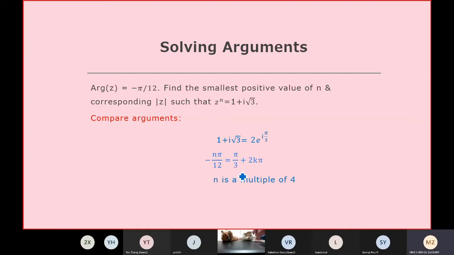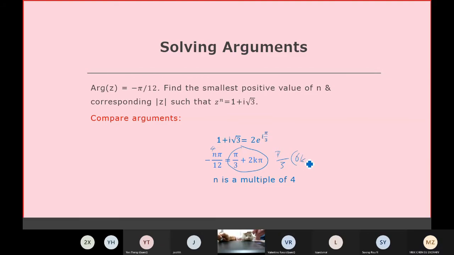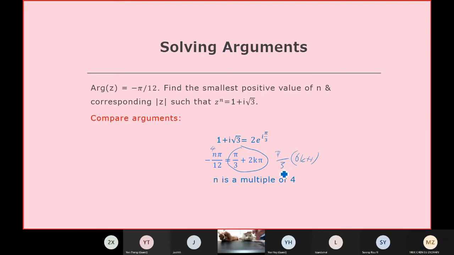Alternatively, if you are very sensitive to fractions, you know that n must be a multiple of 4, because this side would have a denominator of 3. You see pi, then you have 6k plus 1. This has to have a denominator of 3. In order to get the denominator of 3, n must be a multiple of 4. And thereafter, you slowly work your way to minus 5 pi over 3. It's the same logic as before. You still get n equals 20. So whatever path you take, it will lead to n equals 20.